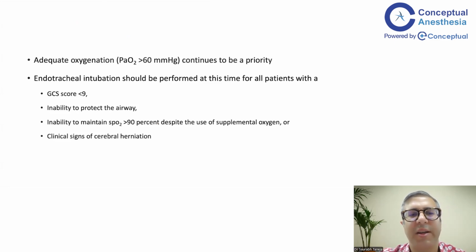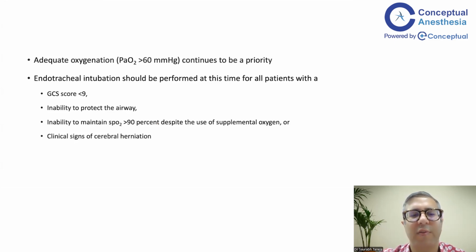Adequate oxygenation, maintaining a PO2 of more than 60 and a saturation of more than 90%, is a priority. As I told you, we have to do endotracheal intubation in patients who have a GCS of less than 9, that is, less than or equal to 8. They cannot protect their airway and maintain the airway reflexes. You also need to ventilate a patient to maintain the oxygenation levels. That is another indication for intubation in such patients.